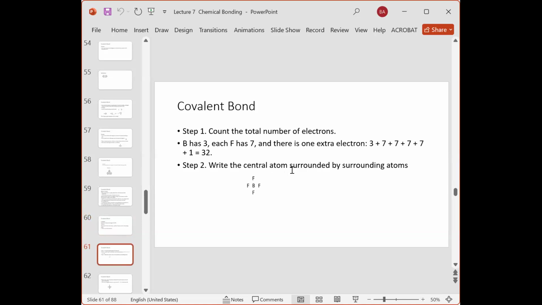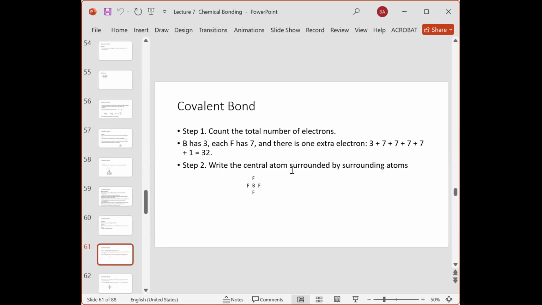So one, count the total number of electrons. Boron has 3, and each fluorine has 7, and there's an extra electron. So it's 3, 7, 7, 7, 7, and one more, so then it becomes 32.